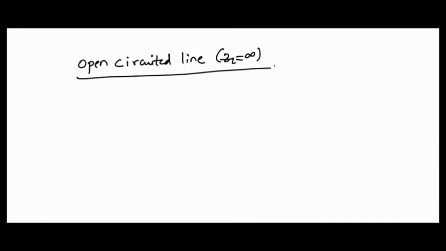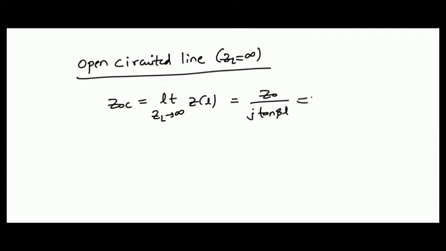The second type of transmission line is the open circuited line, and for this ZL is infinity. Now we will call this impedance ZOC. So ZOC is the limit as ZL tends to infinity of Z of L, and this comes out to be Z0 by j tan beta L. Just substitute this in the impedance transformation relation. We will get minus j Z0 cot beta L.